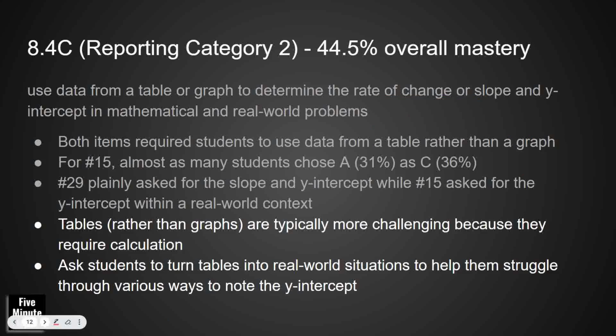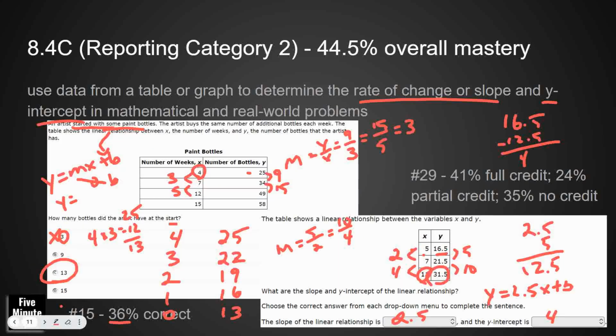So both items required students to use data from a table rather than a graph. Graphs are pretty easy to work with, especially on the y-intercept. The table can be a little bit more difficult. For number 15, the one that was a little bit more challenging for students, almost as many students chose A, 31%, as our correct answer of C, 36%.